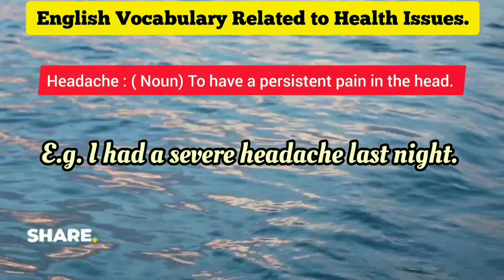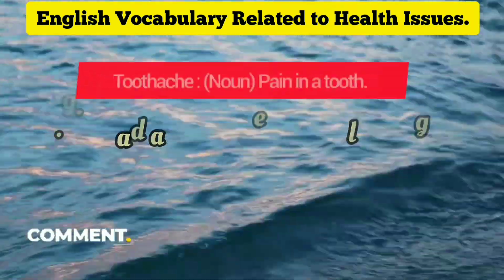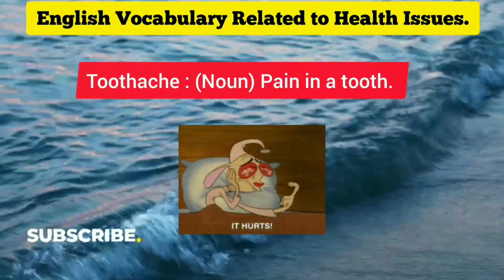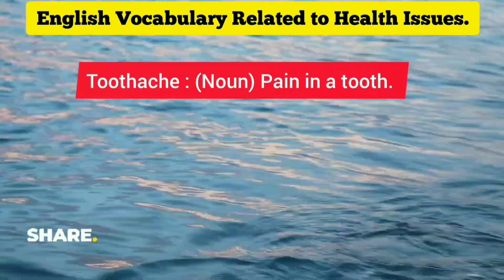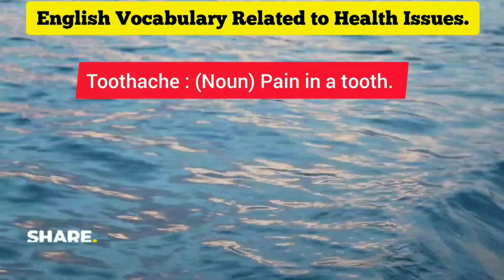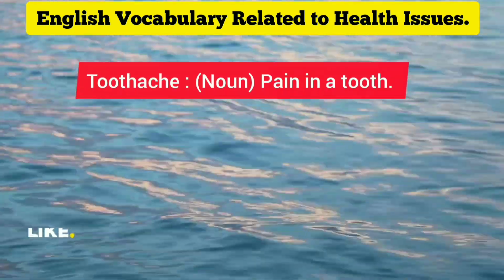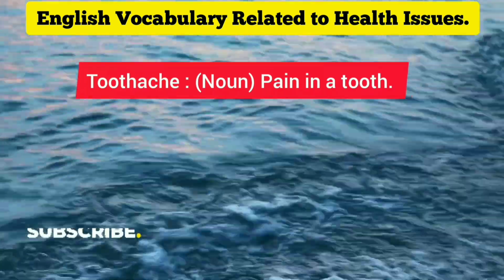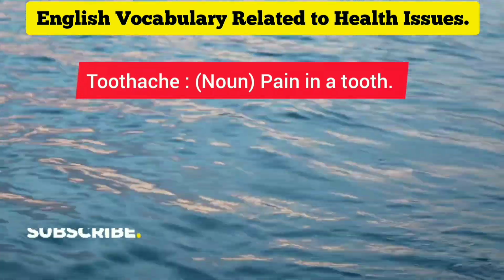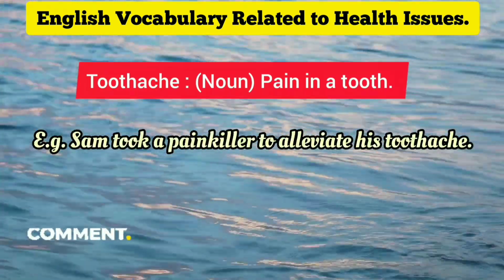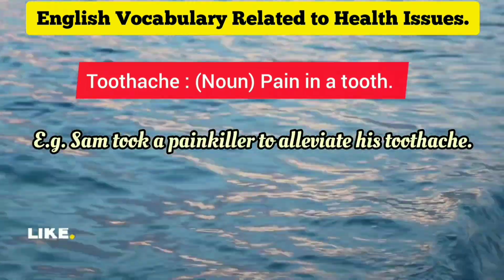So up next you see the second one, that is toothache. It's very important. Don't say tooth pain. So the right word is toothache. That means to have a pain in a tooth. That's called to have a toothache. When you have a pain in a particular tooth, that's called toothache. So just remember this word. Don't use teeth pain. As you see the example, Sam took a painkiller to alleviate his toothache.